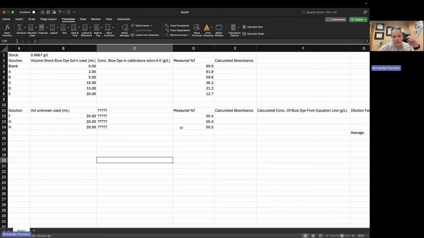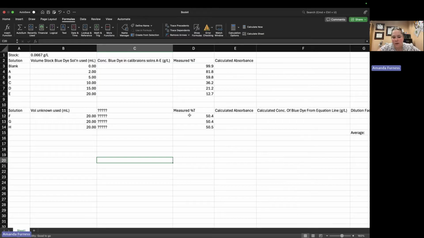For the sake of consistency, I kept the volume used the same in the same column here. We were using 20 milliliters, taking 20 milliliters of that unknown solution that was in the specimen sample vial that you were given. We don't know the concentration of the blue dye because it's unknown, so that's why I left this column blank.